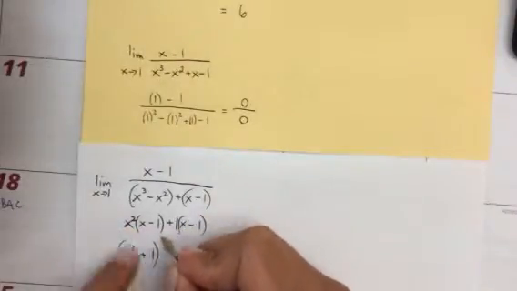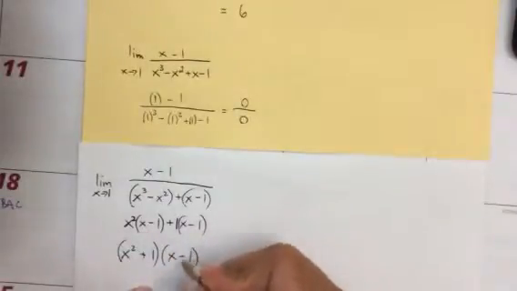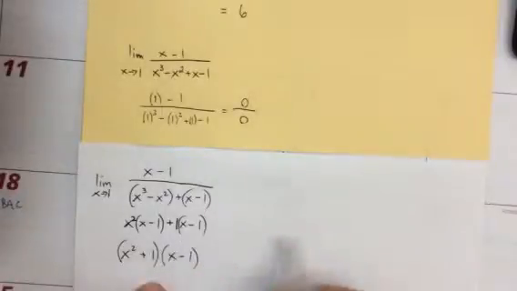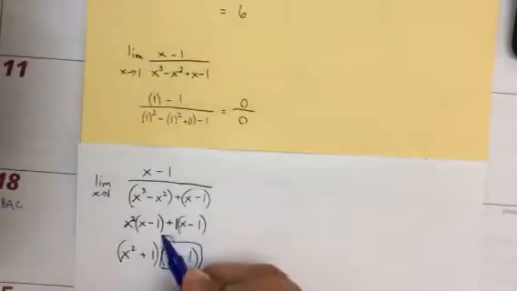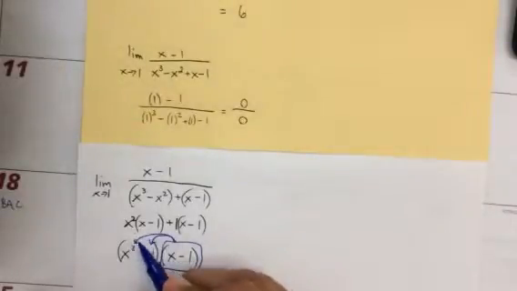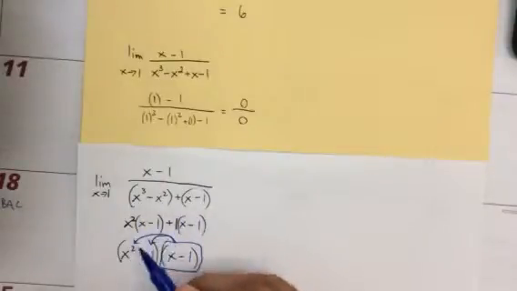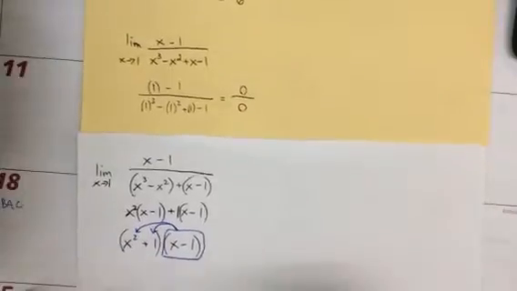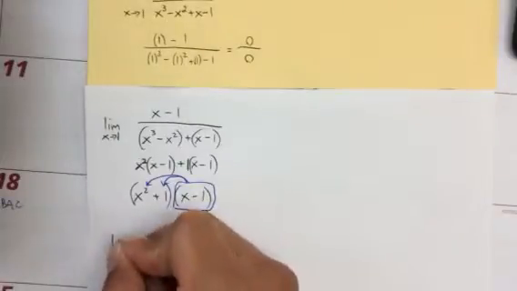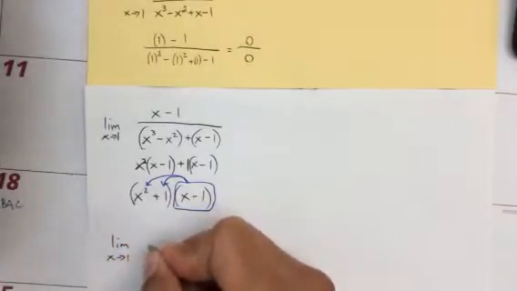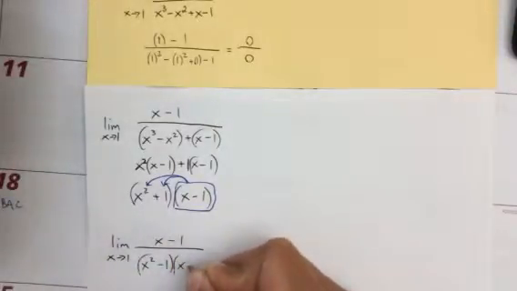Now I factored out x minus 1, so that's the common factor that I pulled out. Notice that if I were to multiply this times this and then times this again, I would get this up here. So that's essentially showing you what I did here. I just factored out the x minus 1. And now that I did that, I can rewrite this limit as x approaching 1 of x minus 1 over x squared minus 1 times x minus 1.